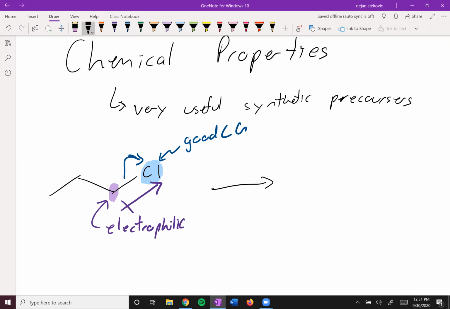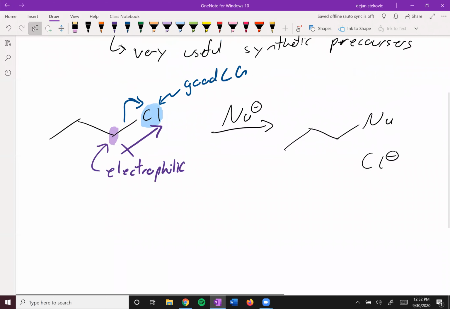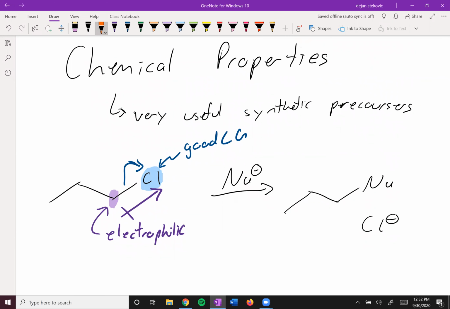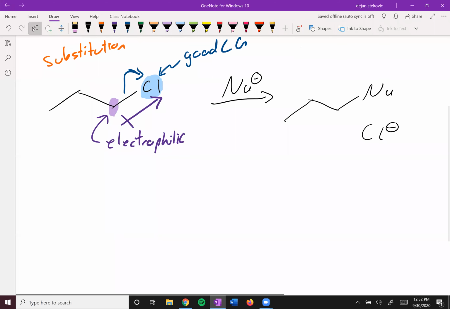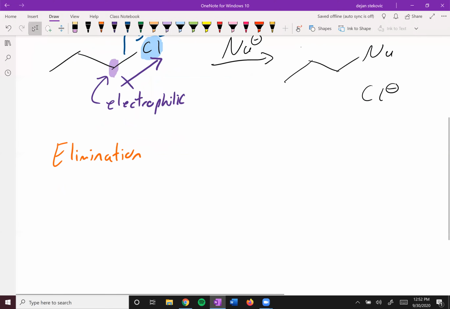And so if you add some kind of nucleophile, you can substitute out the chlorine for your nucleophile. And so you can see how you can turn these organohalides into all kinds of different things by switching up the nucleophile. And so remember, these are substitution reactions. So we'll learn about two main types of substitution reactions, and then we'll also learn about two main types of elimination reactions. And we'll figure out which one happens when.